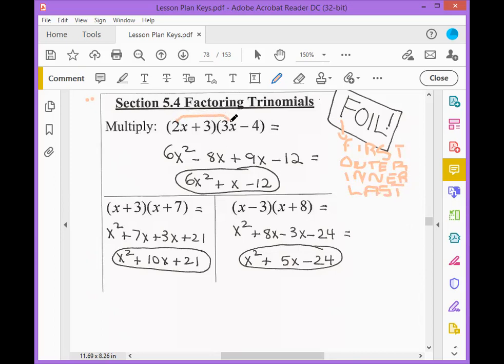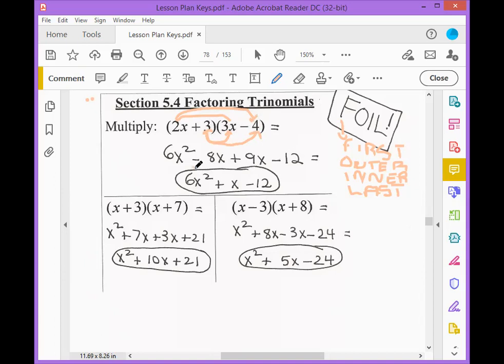That's 2x times 3x, and 2x times 3x gives us 6x squared. And then the outer terms, 2x times minus 4, gives us negative 8x. And then the inner terms, 3 times 3x, gives us 9x. And then the last term in the first set of parentheses, 3, times the last term in the second set of parentheses, negative 4. 3 times negative 4 gives us negative 12.